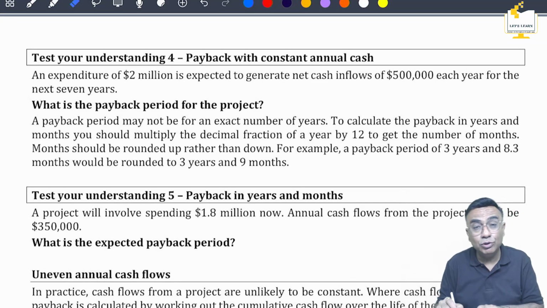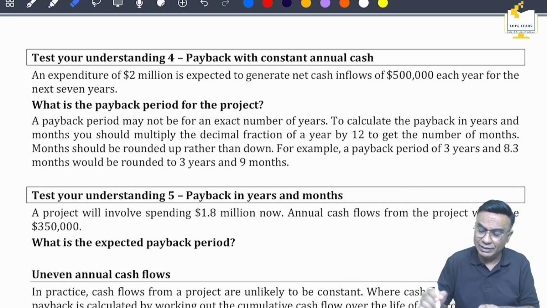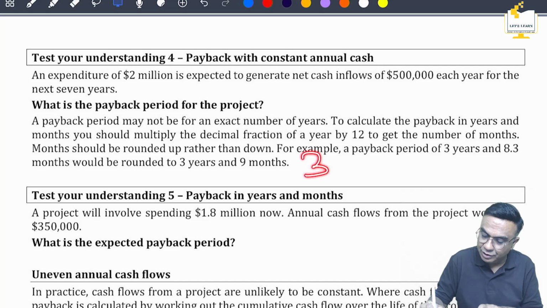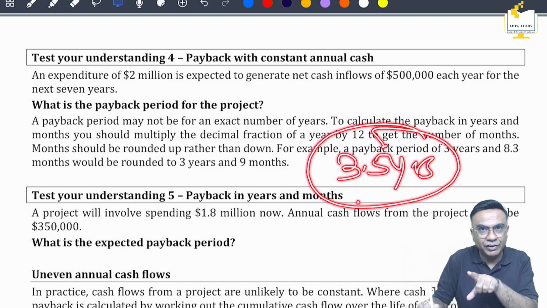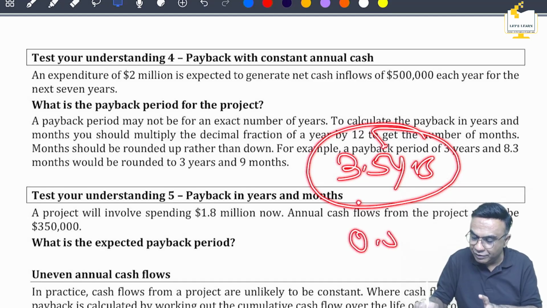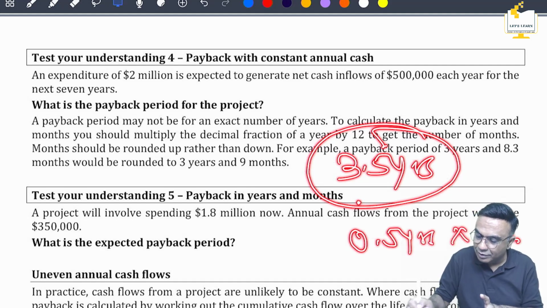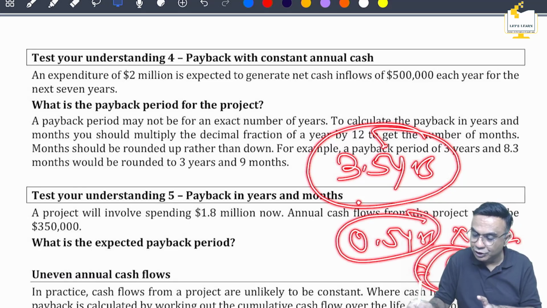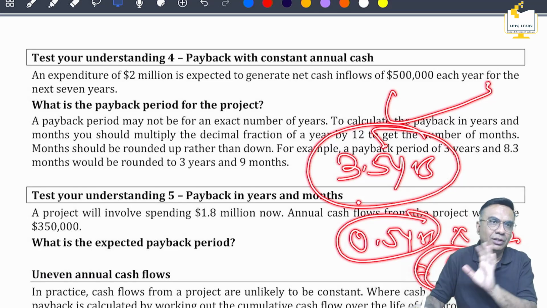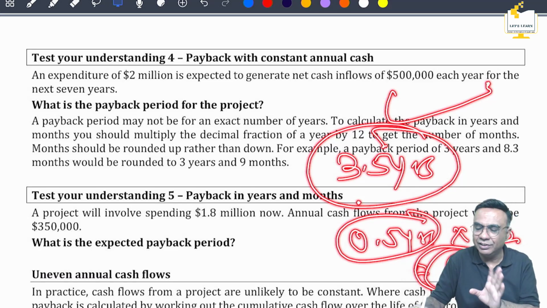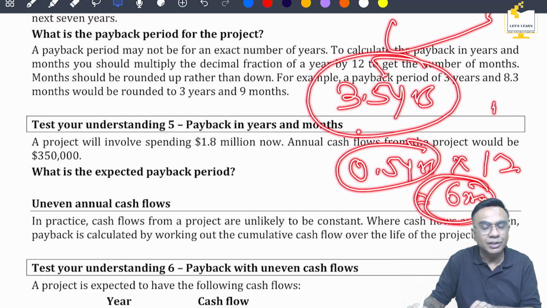Now, sometimes you may have an answer in fractions. For example, say you are getting 3.5 years. Now what is 3.5 years? It is 3 years and half a year, right? So that 0.5 years you will multiply with 12. So that comes to 6 months. So 0.5 years is equivalent to 6 months. So your answer will be 3 years and 6 months. 3.5 years is nothing but we can say 3 years and 6 months.